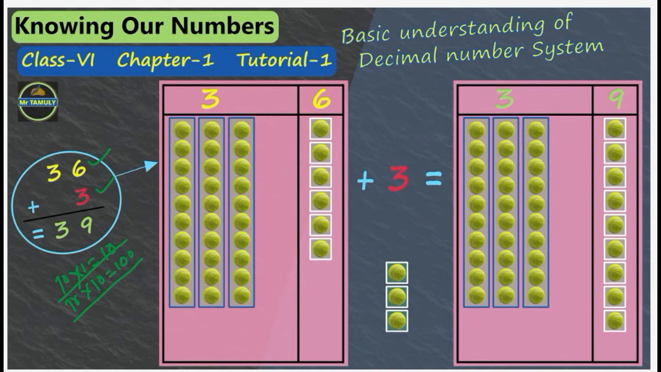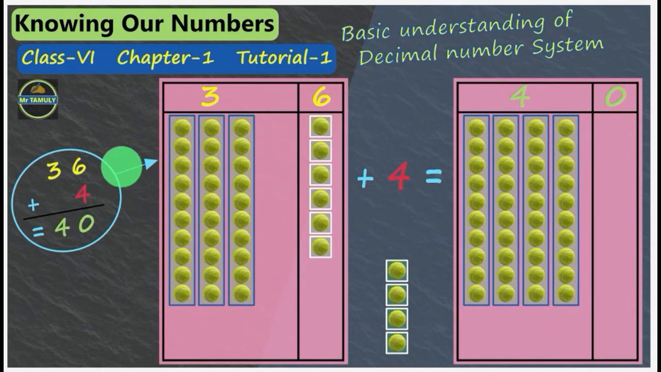What will happen here is these 3 tennis balls will be added to the first place where we already have 6 tennis balls there. So that will make a total of 9 tennis balls in the ones place. So we get the number 39 when we add 3 to 36. Okay, let's look at a slightly more difficult addition problem. In this example, we will add 4 with 36.